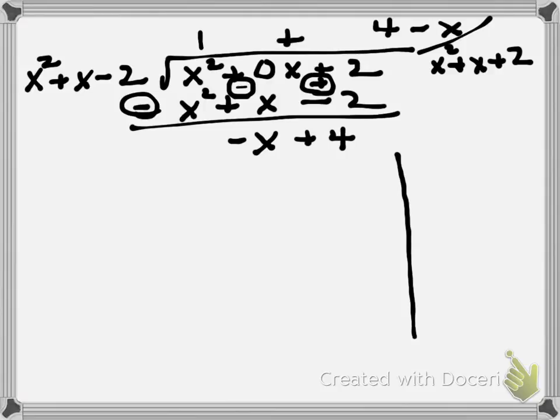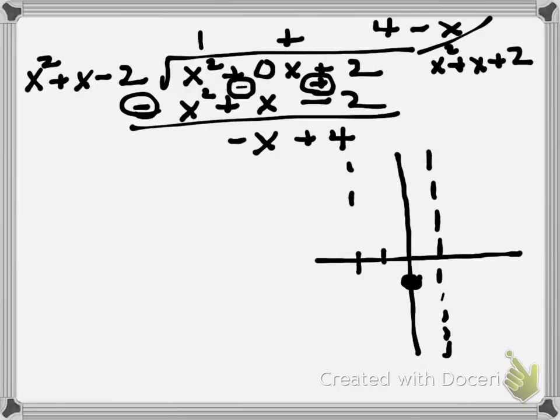So what do we have so far here? So we have y equals -1 for a y-intercept. We had no x-intercepts. We had vertical asymptotes of x equals 1 and x equals -2. And we had a horizontal asymptote of y equals 1. Okay, this is what we have so far.